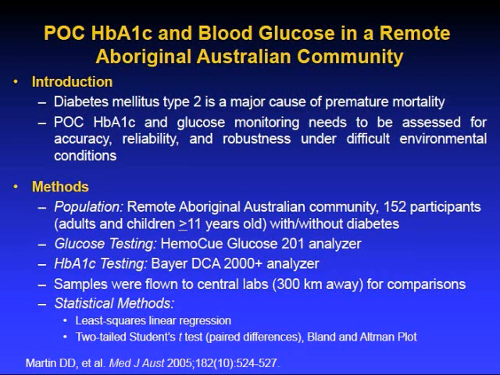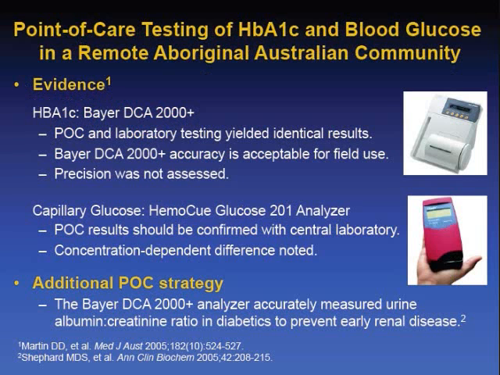The point-of-care analysis was performed in a room open to the outside, hot and humid environment. Statistical methods included least squares linear regression, two-tailed student's t-test using paired differences, and the Bland-Altman plot. For hemoglobin A1c, the values obtained by point of care were statistically, analytically, and clinically identical, thus stating that the Bayer DCA 2000 Plus device is acceptable for field use in this remote community.